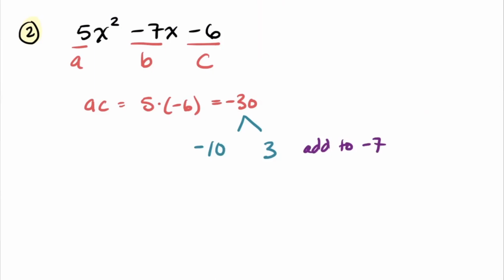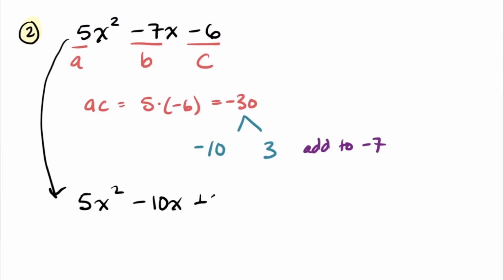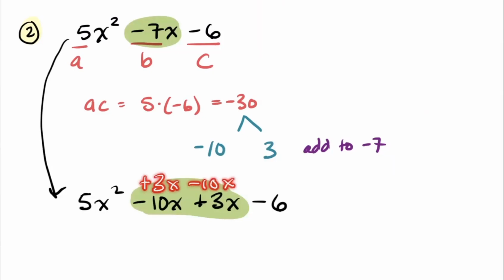Okay, now we take what we started with and we split up the -7x into -10x and plus 3x. Then I still have the -6, right? So it's just that this middle term is becoming these two terms. And it doesn't matter if you did plus 3x minus 10x. It doesn't matter the order, you'll get to the same result in the end.